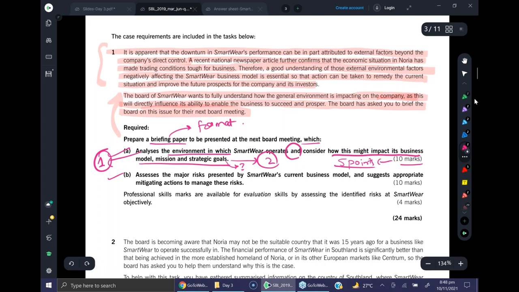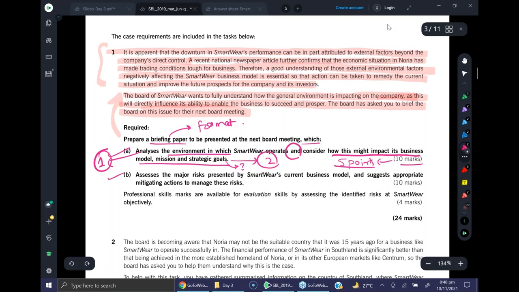But what if I forget about connecting my external factors with the goals and missions of the business? Can I say that I will lose half the marks maybe? So out of the total possible 10 marks, I might lose 4 or 5 marks straight away. So every part of the requirement is important.